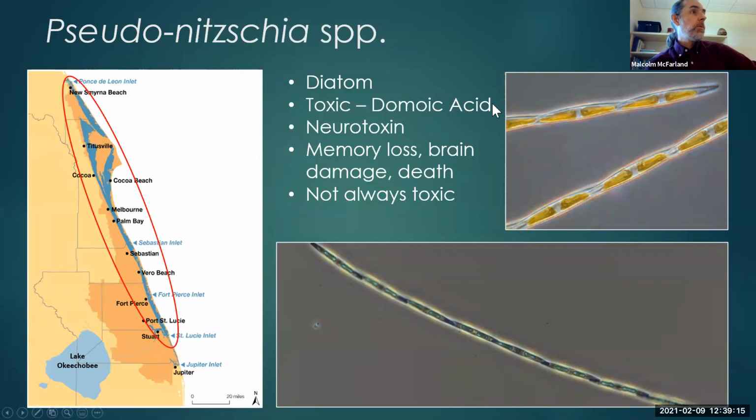But this guy produces domoic acid, which is another type of neurotoxin, and it actually can be responsible for memory loss and brain damage. So this one causes what's called amnesic shellfish poisoning, and people have actually suffered amnesia and memory loss due to ingesting this. It's a big problem on the West Coast as well, so not just here on the East Coast of Florida, but the coast of California, West Coast of the US.